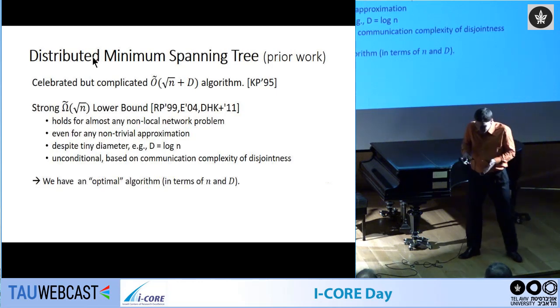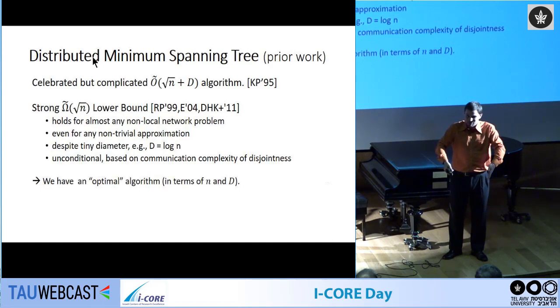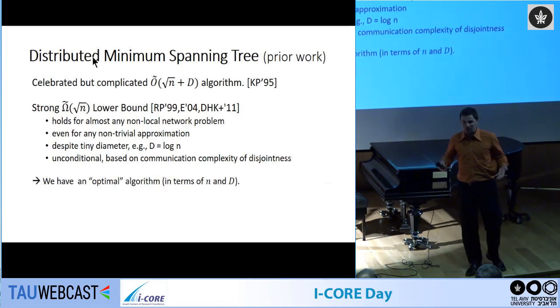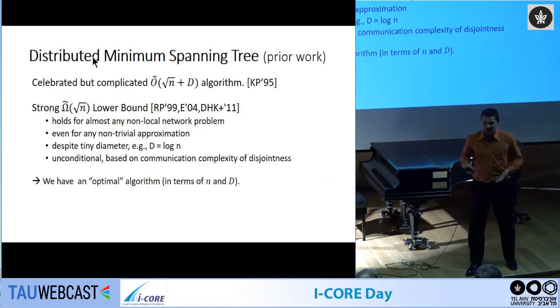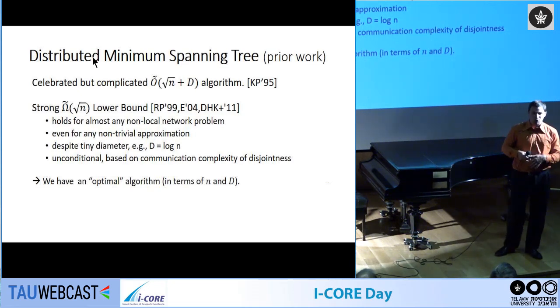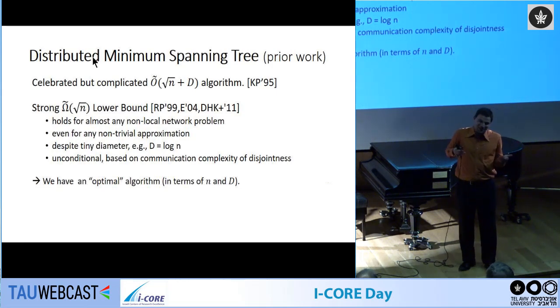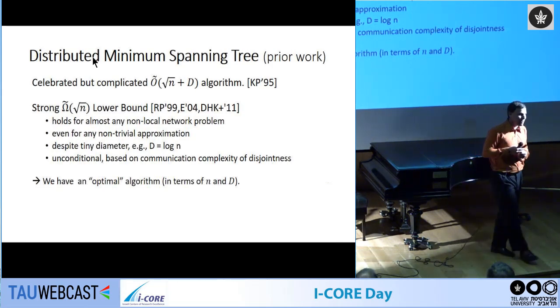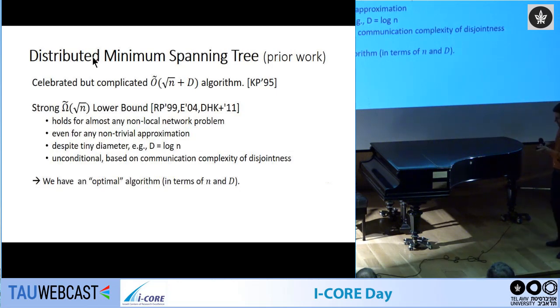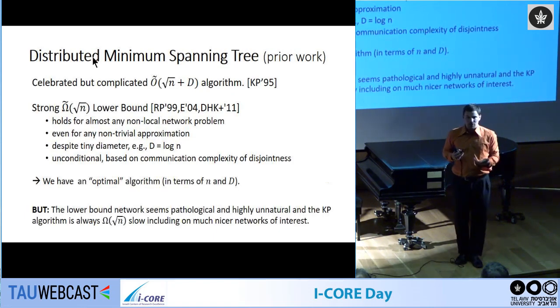You say, well, look, there's a different network, not the network that I'm having here, where I'm actually running the algorithm. There's a different network with the same number of nodes, with the same diameter as our network. And on this different network, no algorithm can do better than the algorithm that I gave you. He's not going to be happy with this, right? I mean, in fact, if you look at the lower bound graph, it's a completely artificial graph.